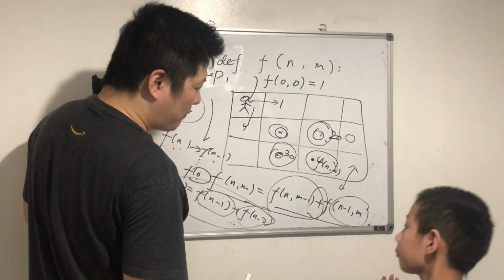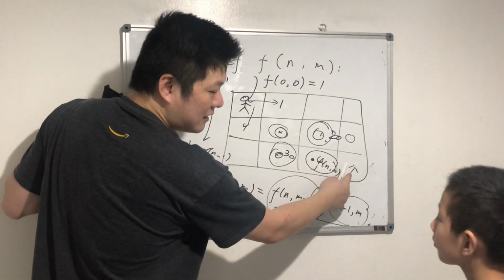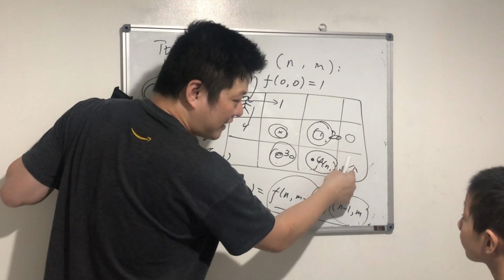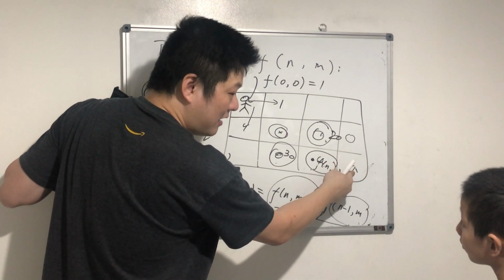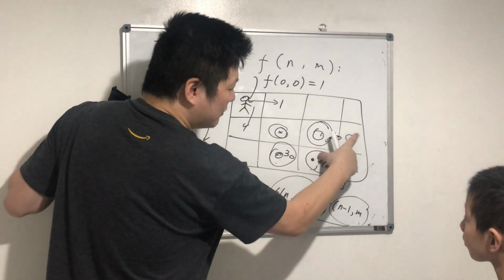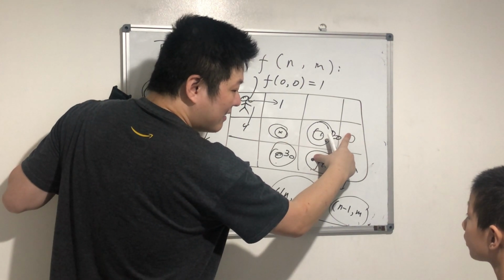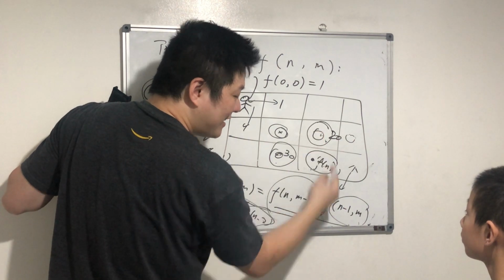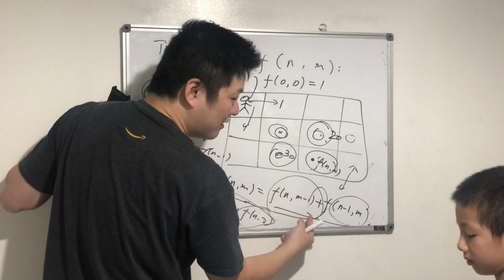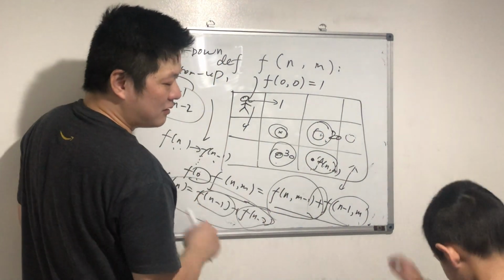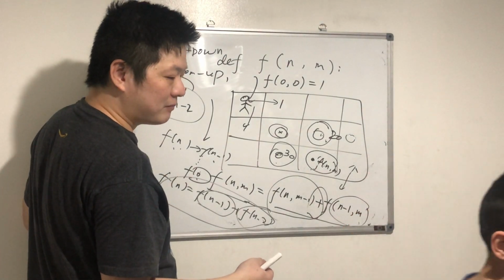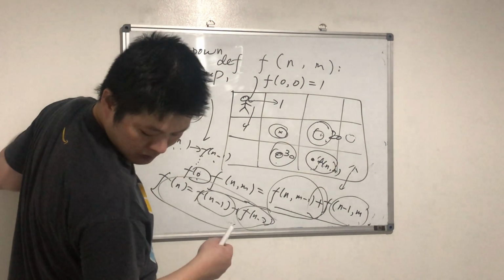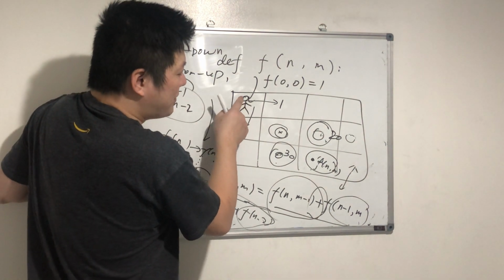Top down is that I want to calculate the number of ways of getting to the right bottom corner. Then I need to calculate these two, right? In order to calculate that, I need to calculate these two. This is called top down. And then the bottom up. So can you tell me what's bottom up? It's just the opposite. Yeah, well done.